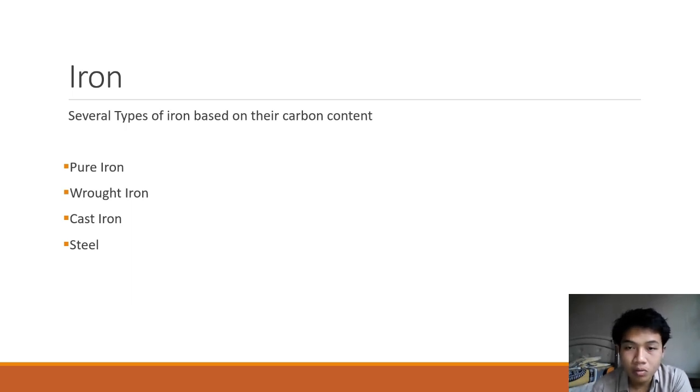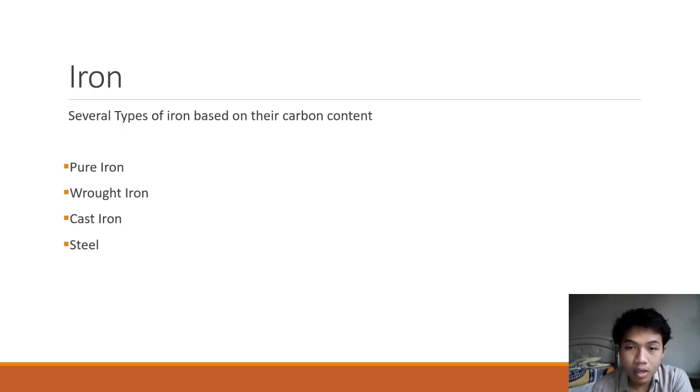And let's talk about wrought iron. Wrought iron has a carbon content of around 0.02 to 0.08%. This is an iron that has a low carbon content, but it is quite corrosion resistant.